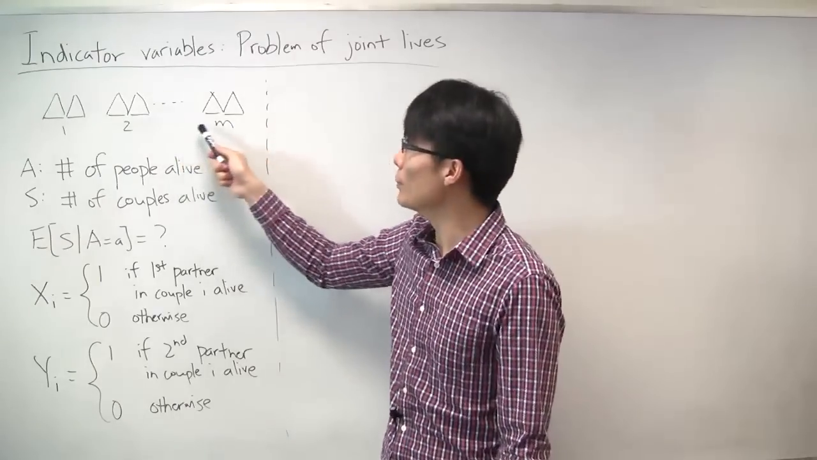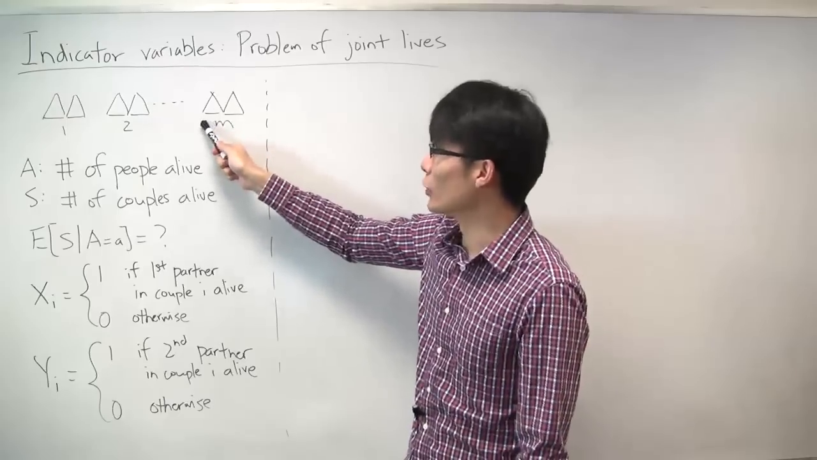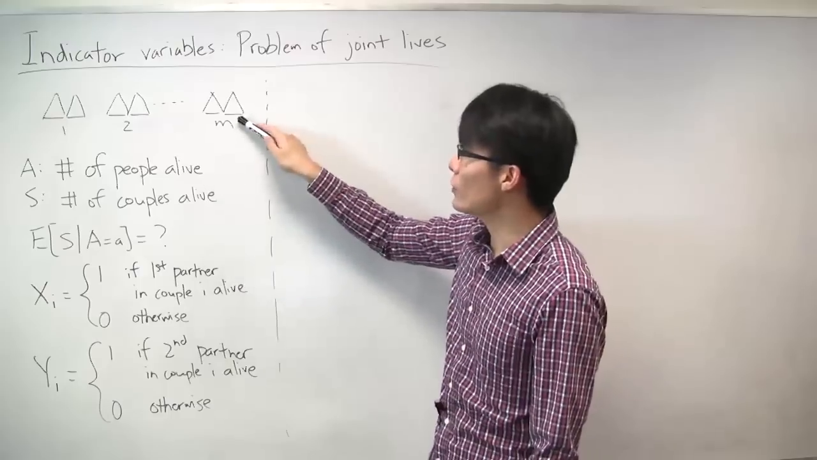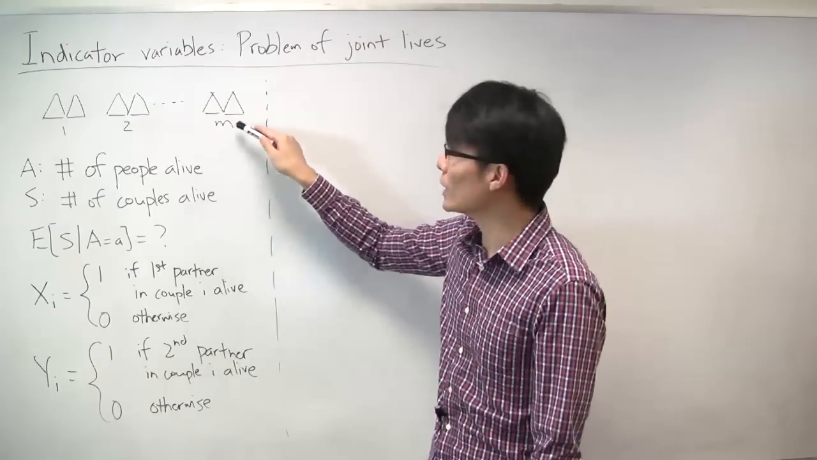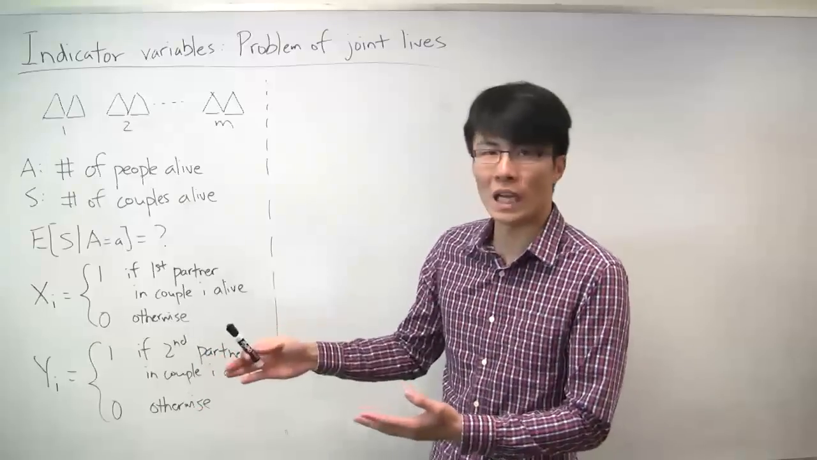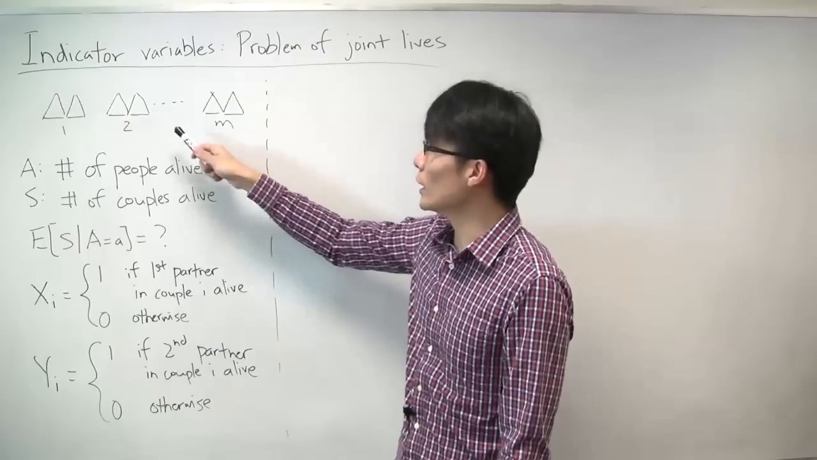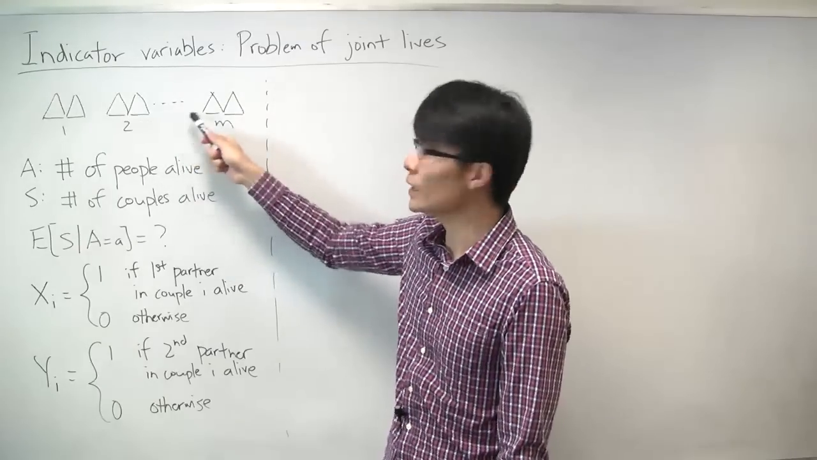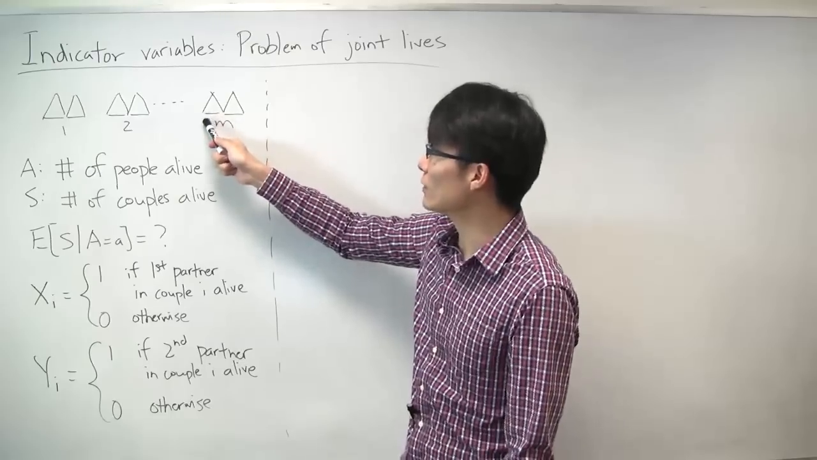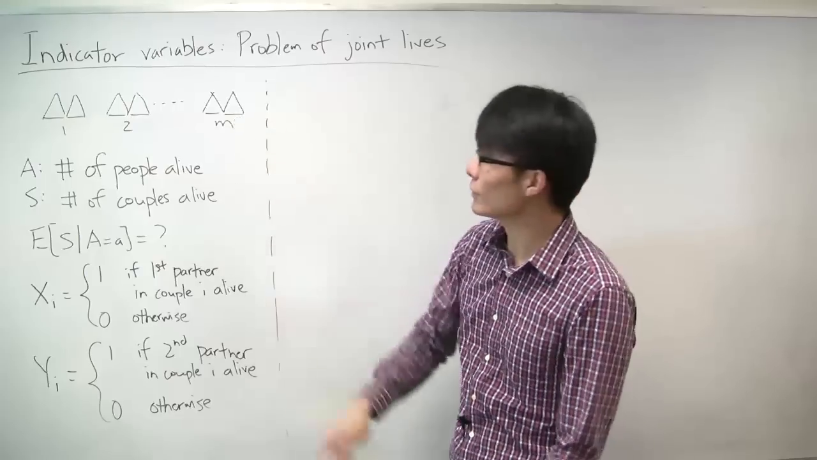We have 2M people who are paired into M couples. Each couple consists of a first partner and a second partner, and what we're told is that at some later point in time, each person has a probability p of being still alive. If it helps, you can think of this later point in time as something more concrete, say 50 years down the road. And we're also told that whether any person is alive is independent of whether any other person is alive. So this person being alive has no probabilistic effect on the probability that his or her partner is still alive.